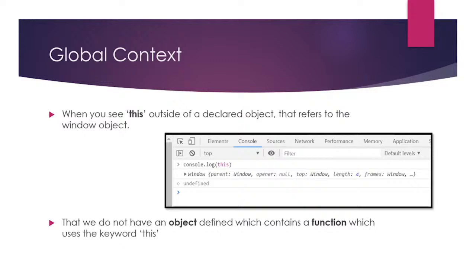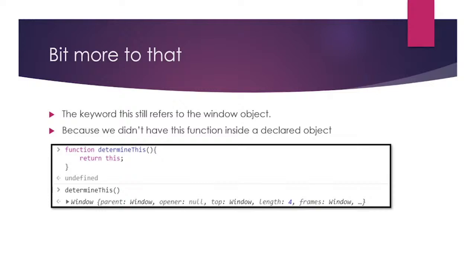But for now, if I want to talk about what I mean by a declared object, that means we do not have an object defined which contains a function which uses the keyword this. This line is important, as you will see afterwards, so I'm going to repeat it. What do I mean by a declared object? If I talk about the this keyword, it means we do not have an object defined which contains a function which uses the keyword this. So that line suggests that inside an object there should be a function which uses the this keyword. That line was important.